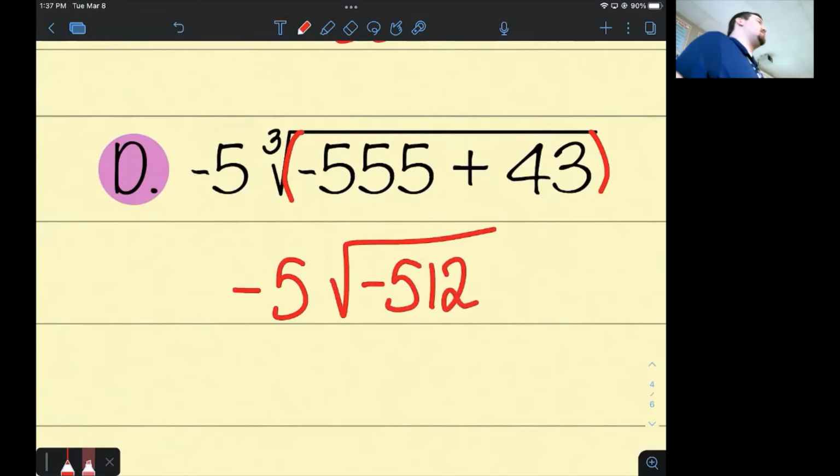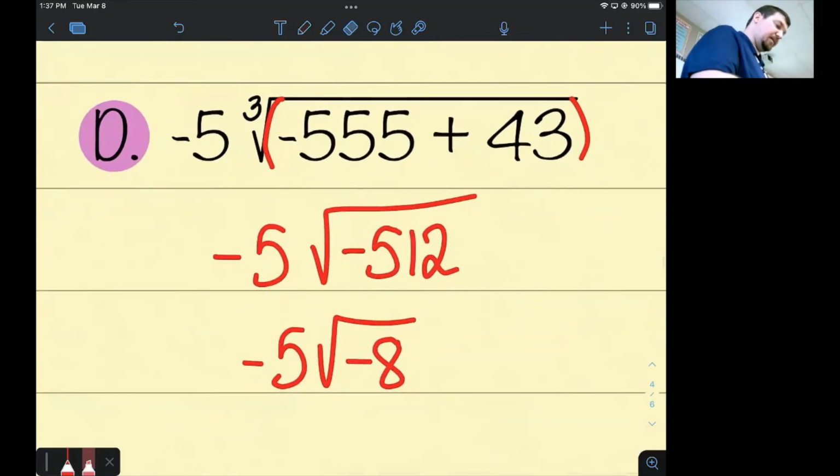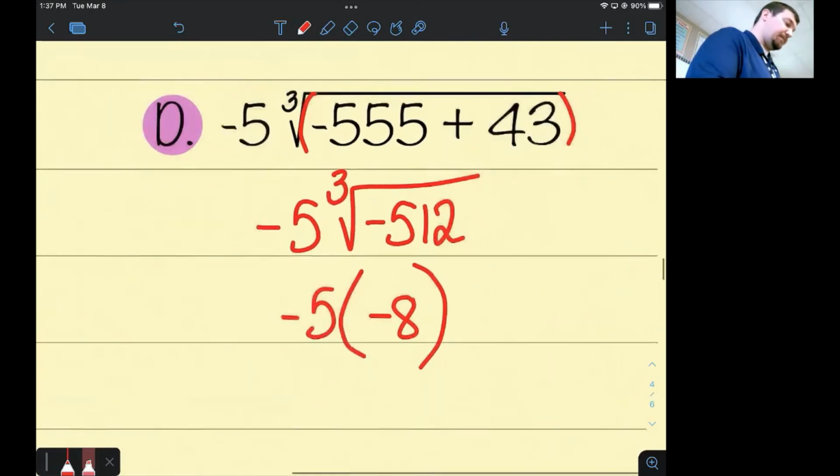Negative 512. Didn't we say that's what 8 cubed was? 8 cubed is 512? Is that right? Or is it 8? It's 8, okay. So that's going to give us not 8, but this time it's actually negative 8 because it's a negative under the cube root symbol. Let me make sure I put a 3 right there. So we have negative 5 times negative 8. Chloe, what's negative 5 times negative 8? 40.